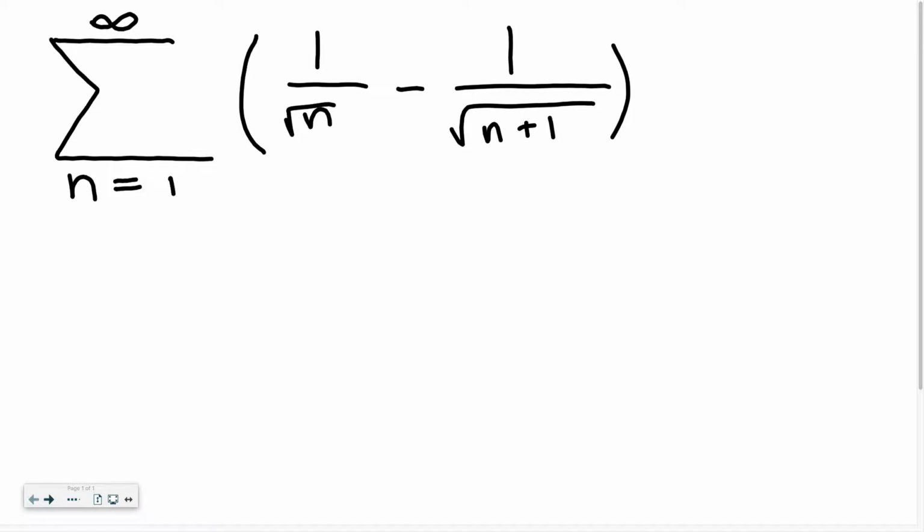Now, if this were like n and n plus 2, you would have 4 terms, because the first 2 would have canceled. Does that make sense? Yeah. Okay.